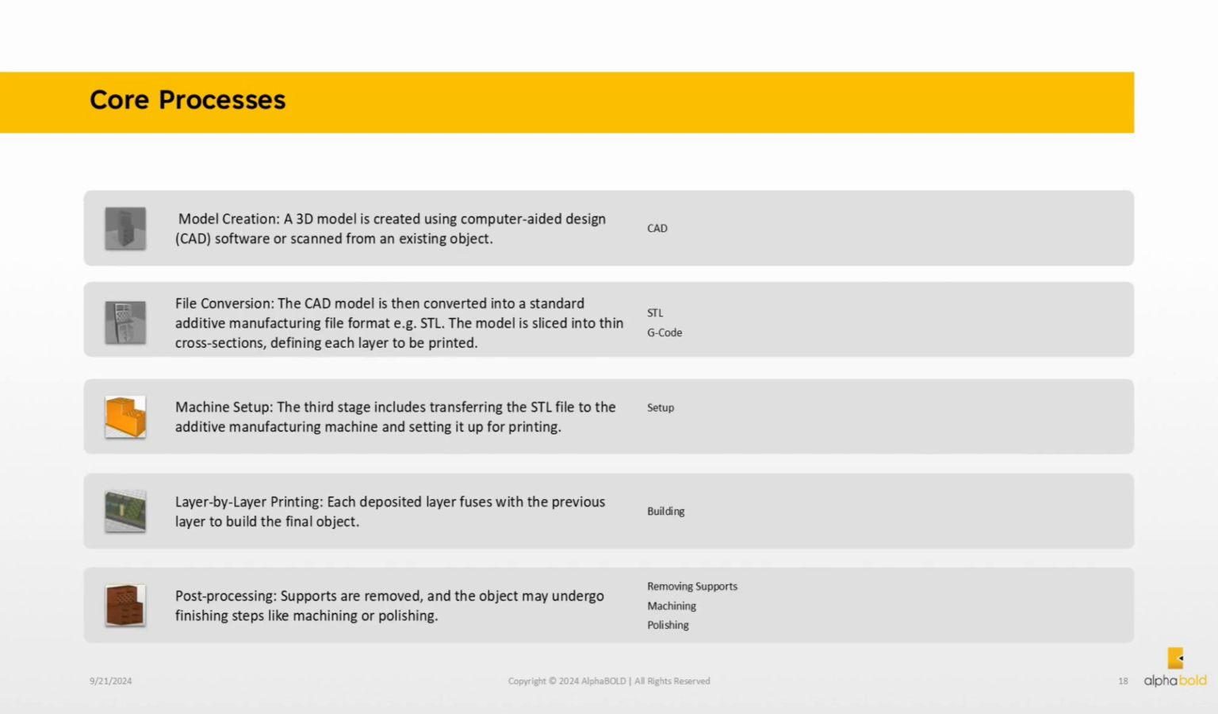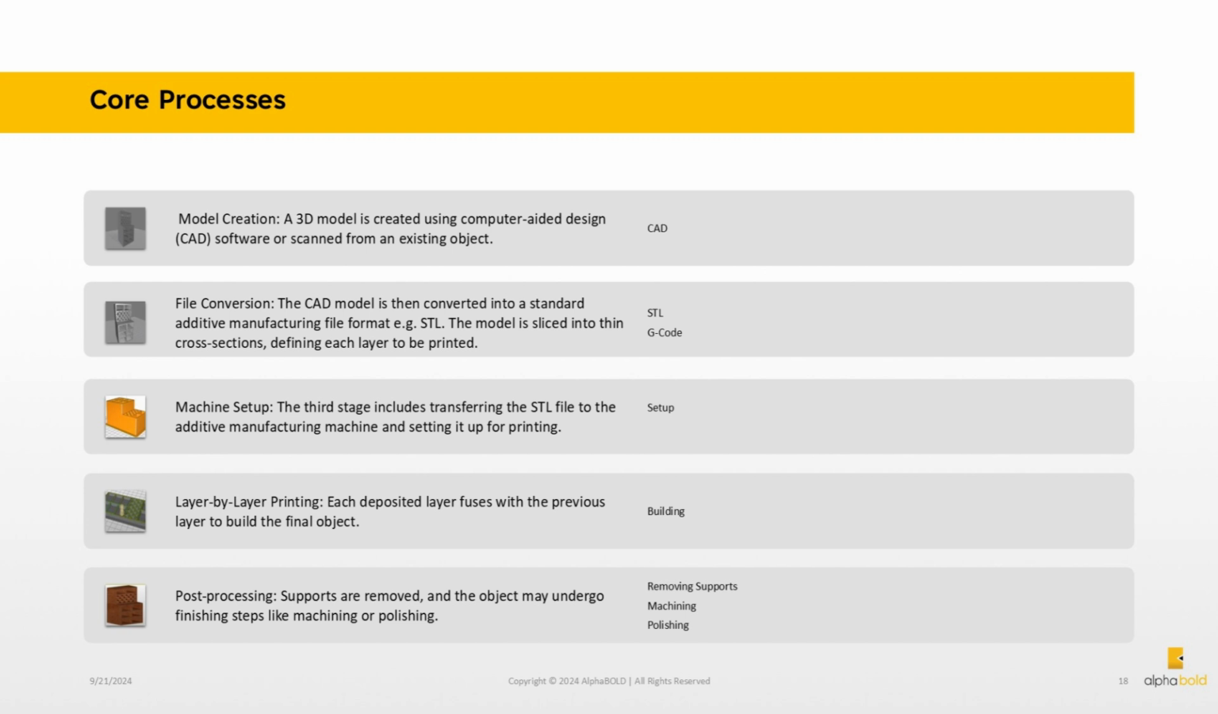Model creation. A 3D model is created using computer-aided design, CAD, software, or scan from an existing object. File conversion. The CAD model is then converted into a standard additive manufacturing file format, e.g. STL. The model is sliced into thin cross-sections, defining each layer to be printed. G-code. Machine setup. The third stage includes transferring the STL file to the additive manufacturing machine and setting it up for printing.